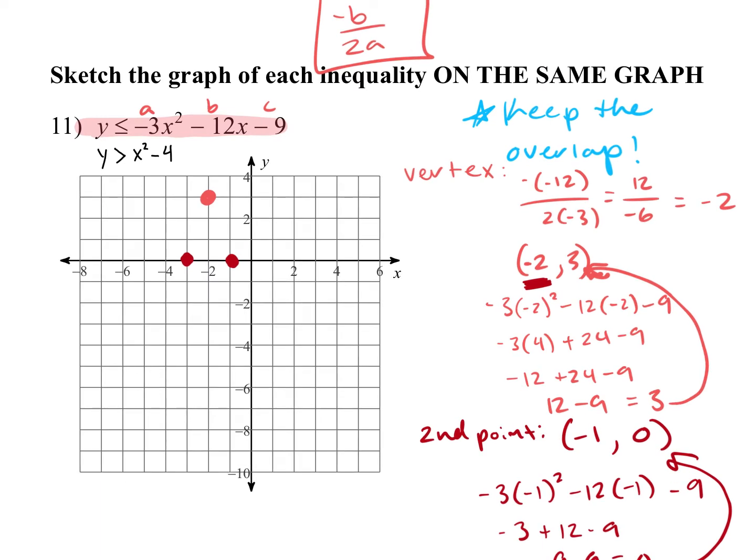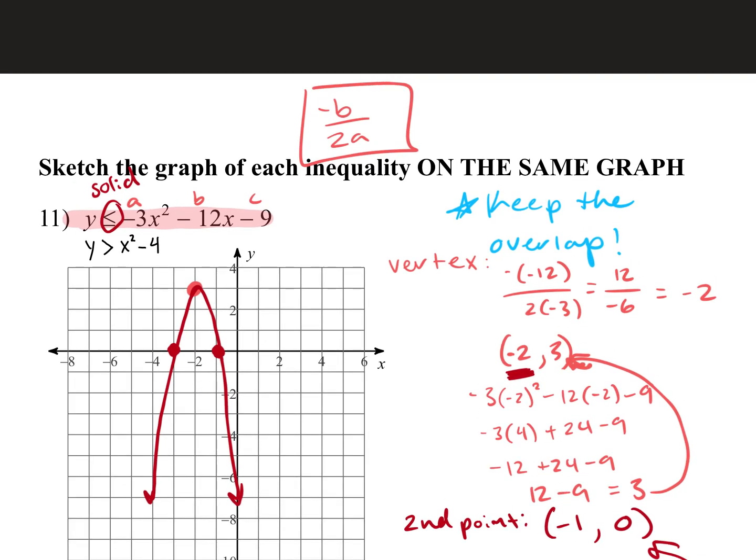Is my graph going to be a solid parabola or dotted parabola? Solid, because it's that less than or equal to. How do we know if it's solid or dotted? If it is less than or greater than, it would be a dotted parabola. If it is less than or equal to or greater than or equal to, it's a solid.